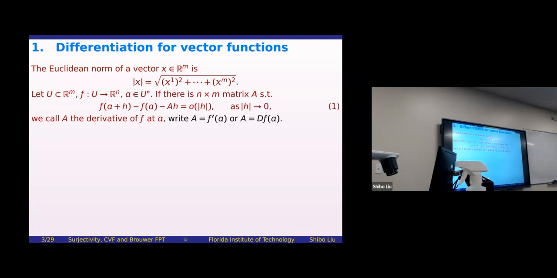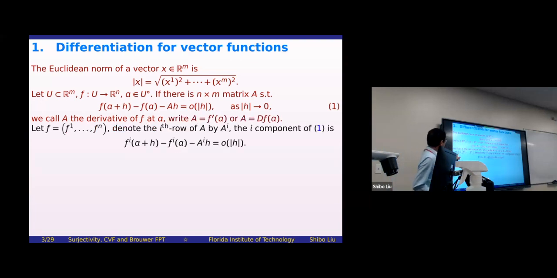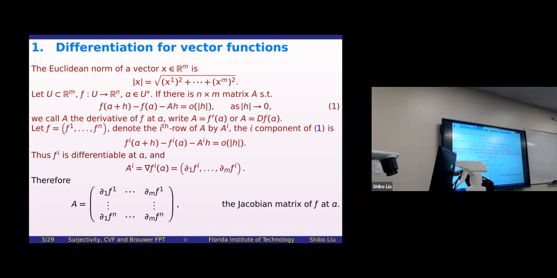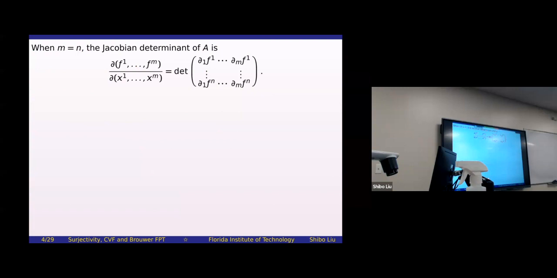Now, how to determine the matrix A? This equality is a vector equality. We take the i-th components. Suppose the components of f are f1 through fm, then the i-th component of the equality is this equality. This means that the component fi is differentiable at A, and ai, the i-th row of the matrix A, is the gradient of fi. Therefore, the matrix A is computed here. That is the Jacobian matrix. In the case that n equals m, this is a square matrix, and we have the determinant, which is the Jacobian determinant. We learned this from multivariable calculus. To compute the derivative is easy. It has the linear property: the derivative of a linear combination equals the linear combination of their derivatives.